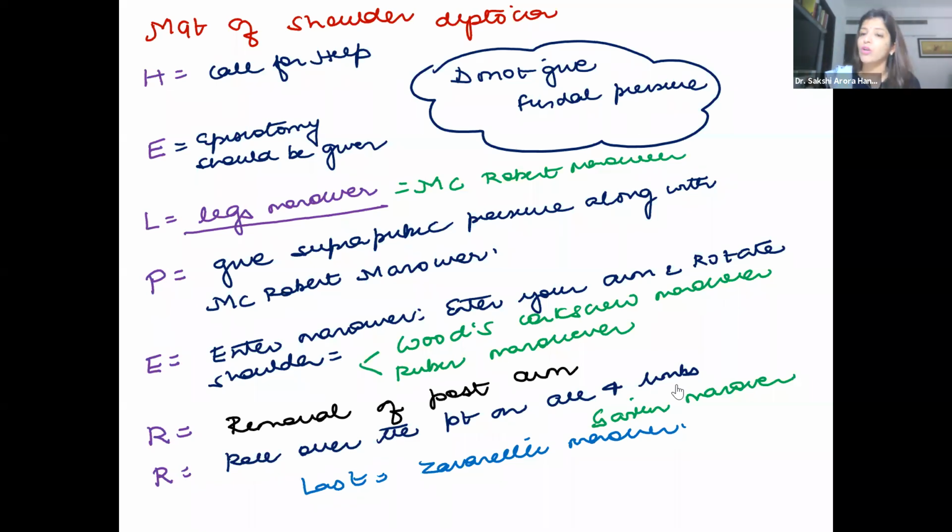Now, which is the first maneuver which you do in shoulder dystocia? McRoberts maneuver. Which is the best maneuver? McRoberts maneuver. Fundal pressure is contraindicated. Suprapubic pressure has to be given in shoulder dystocia. While you are doing McRoberts maneuver, you give suprapubic pressure concurrently, and you may injure the lateral cutaneous nerve of the thigh. Okay. Now, what is the most common maternal complication of shoulder dystocia? PPH. And the most common fetal complication of shoulder dystocia? Brachial plexus injury.